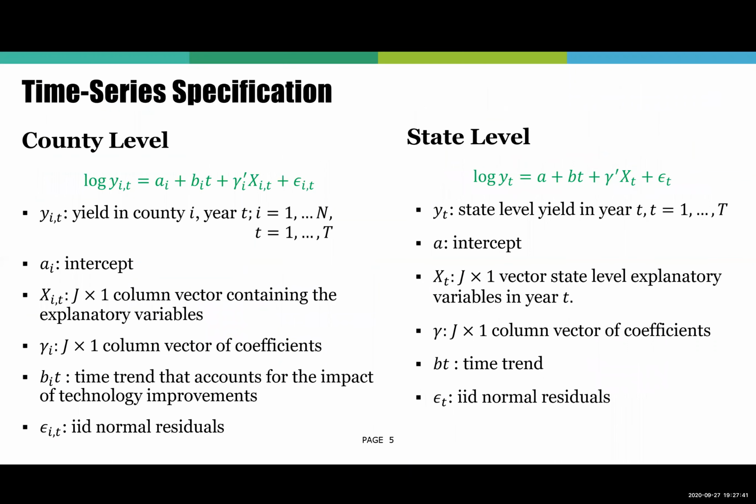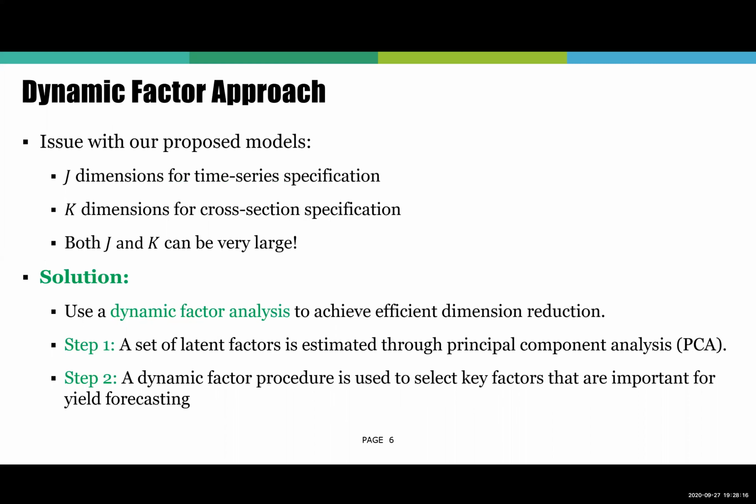For the time series specification, the model focuses on the dynamic relationship between crop yields and the explanatory variable for a given location, such as farm, county, or state. For this reason, we explore the time series specification at both the county level and the state level. The notation is defined similarly as in the cross-section model. However, the time series model has an additional term reflecting the time trend of crop yield. We now have 3 candidate models for modeling crop yields.